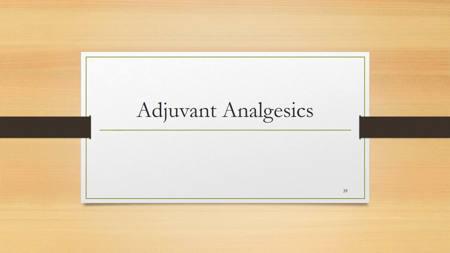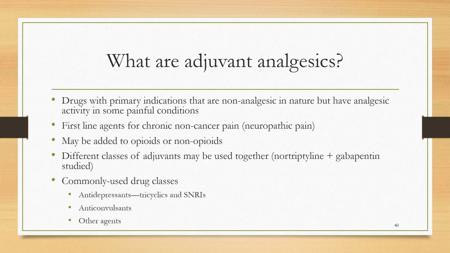And now we have our adjuvant analgesics. So what are our adjuvant analgesics? These are drugs with primary indications that are technically not analgesic, but have analgesic activity in some conditions. These are first line for chronic non-cancer pain, so think neuropathic pain, MS, fibromyalgia. And you can add these to opioids or non-opioids. We have different classes of adjuvants, and they can be used together.